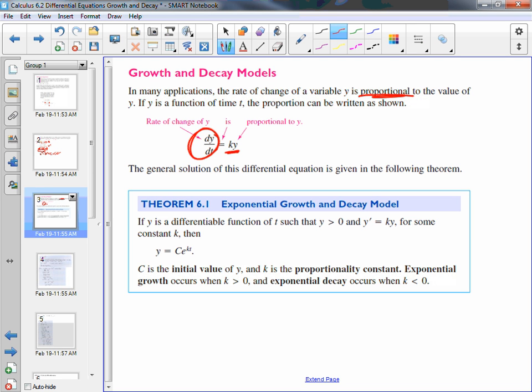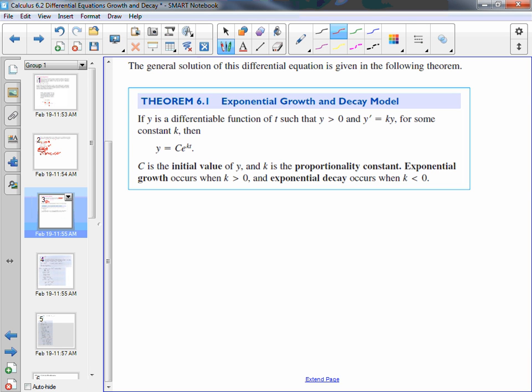The general solution of this differential equation is given in the following theorem. And I will show you how we get this in just a moment. But let's look at their theorem first. It says if y is a differentiable function of t such that y is greater than 0, and I really wish they hadn't written y prime, I wish they'd written dy/dt equals a constant times y for some constant k, then y equals c e to the kt. Remember using that one day? All of a sudden they had some problems where we filled in some stuff. It was the same time we did that PERT, A equals P e to the rt.